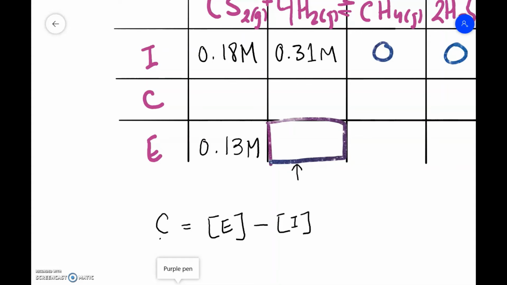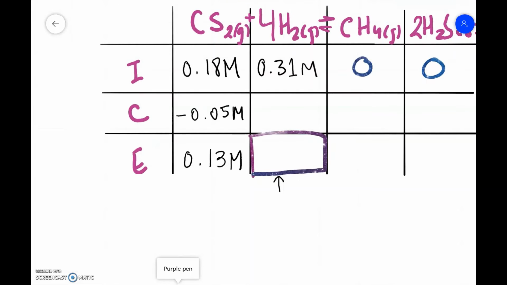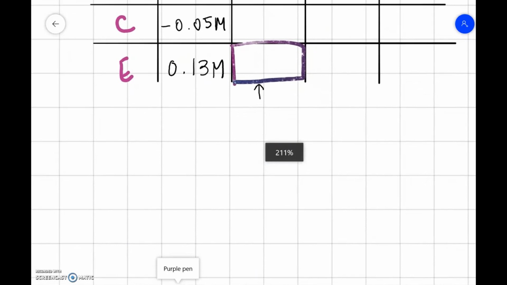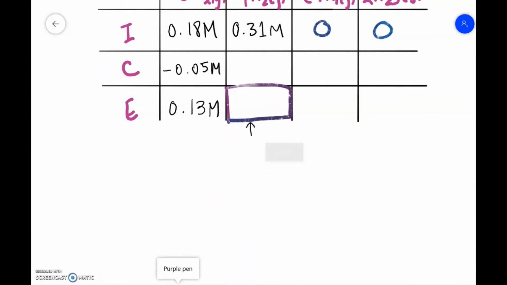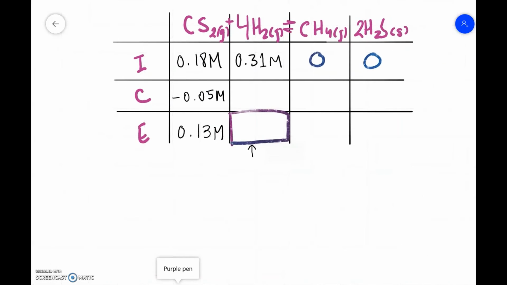Now plug that into your calculator and you should get a value of negative 0.05 moles per liter. Now this negative means that you are reducing your initial concentration by this value here to get 0.13. How do we find the change in the hydrogen gas from the change that we've been given for our CS2 gas? Well, we need to use our mole ratio. As stated before, these compounds are all in different ratios. If it was a 1-to-1 ratio for each of these, then the change would be the same. However, it is not, so we need to calculate it.